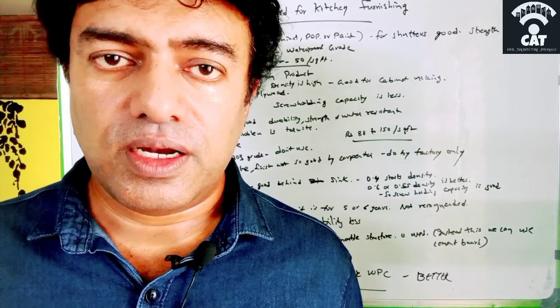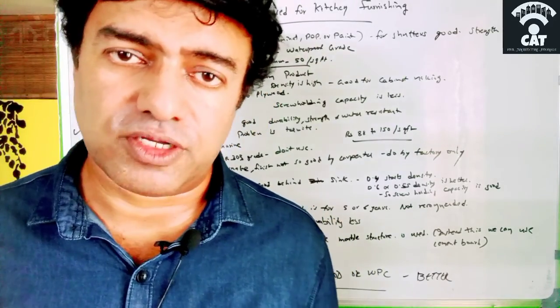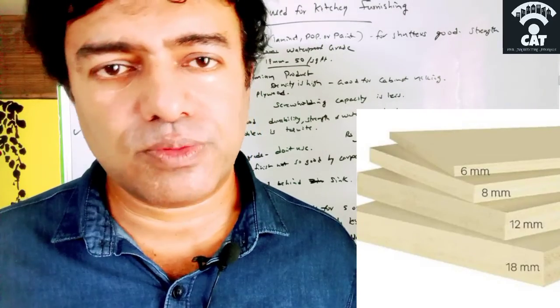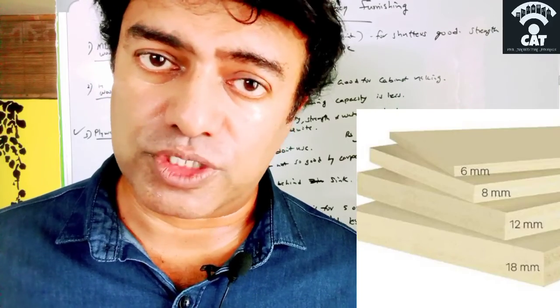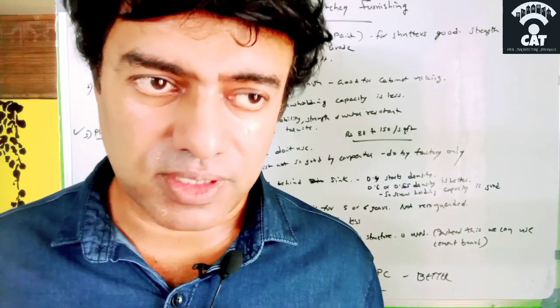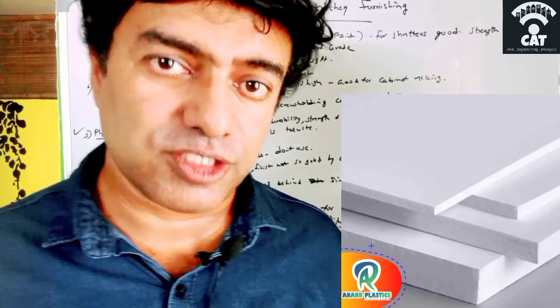Then come the WPC boards. WPC, the full form is wood plastic composite or wood polymer composite boards. There are two types of WPC boards. That is, one is WPC itself, and the second one is PVC boards. Sometimes people talk about WPC as PVC sheets, but this is different. PVC board has only the polymer in it. There is no wood in it.